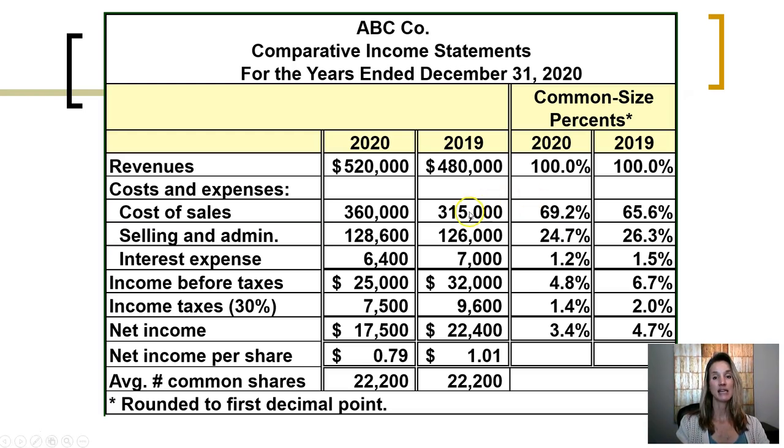In 2019, cost of sales of 315,000 divided by total revenues of 480,000. In 2019, cost of sales was 65.6% of total revenues. This is accomplished by going line by line within a year, calculating each line item by total revenues.